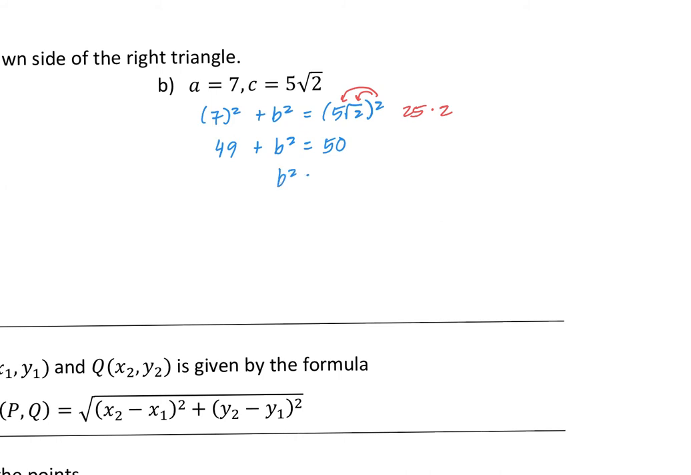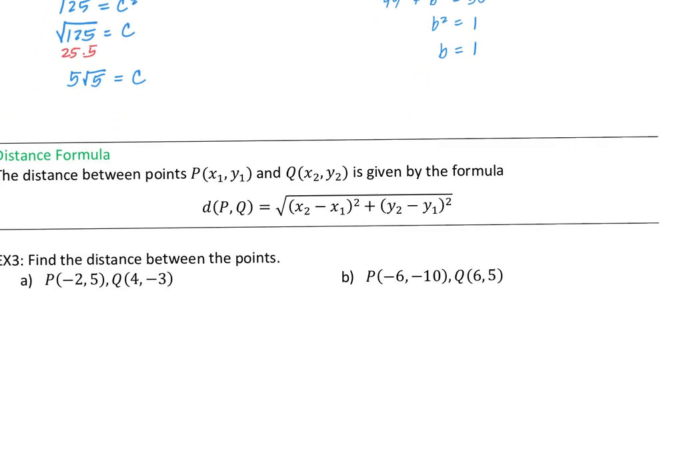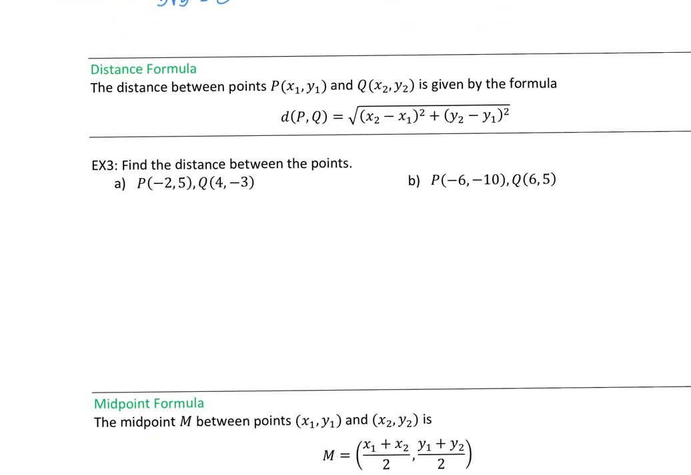B squared is then 1, so our missing side is b, which is equal to 1. And now going back to the idea of a distance, the distance formula comes from the Pythagorean theorem. So let's say that we have 2 points. We'll call them P and Q, and we want to find the distance d between P and Q.